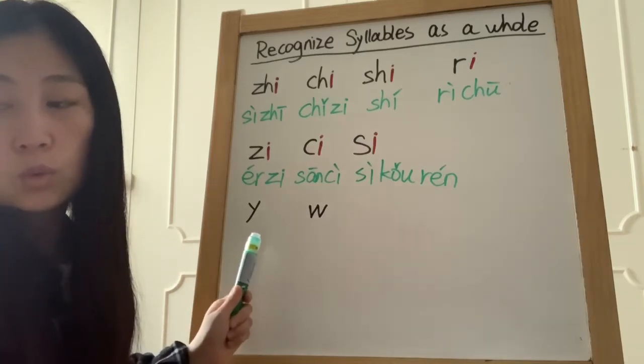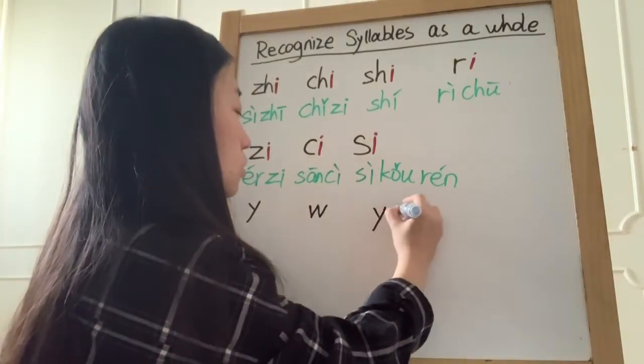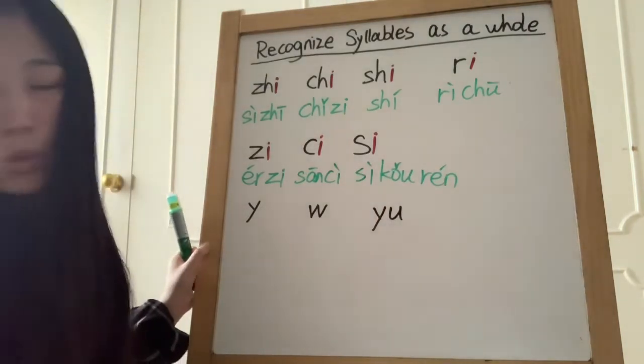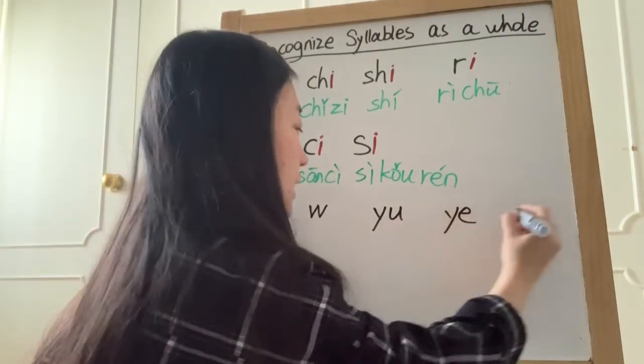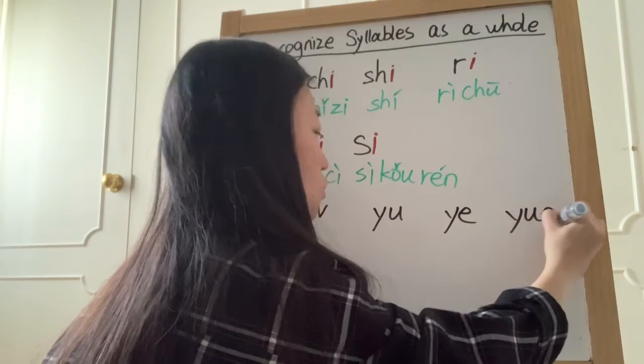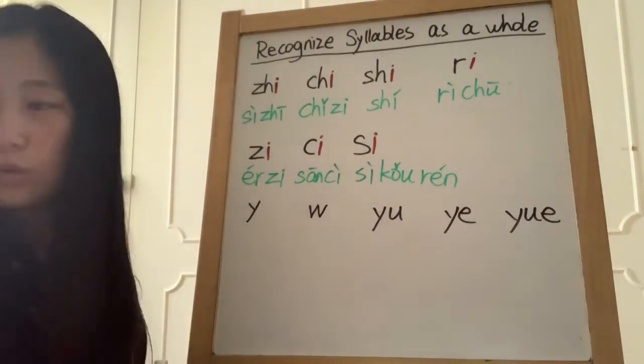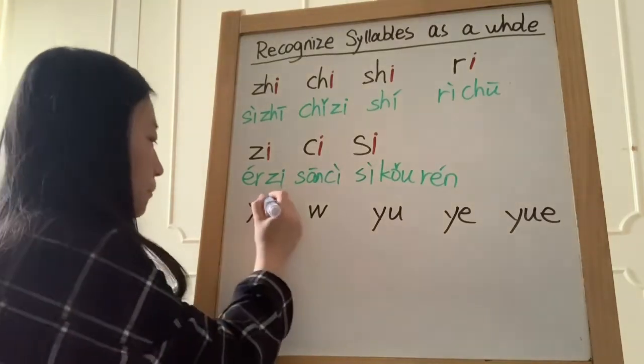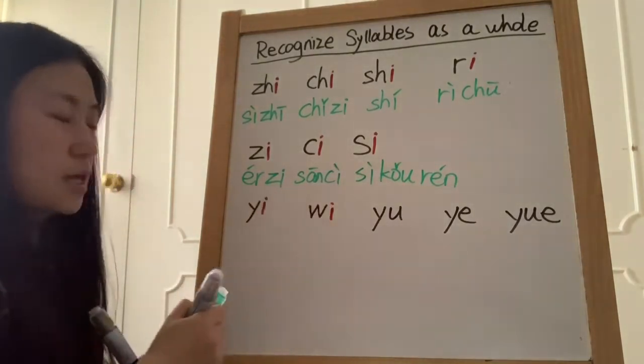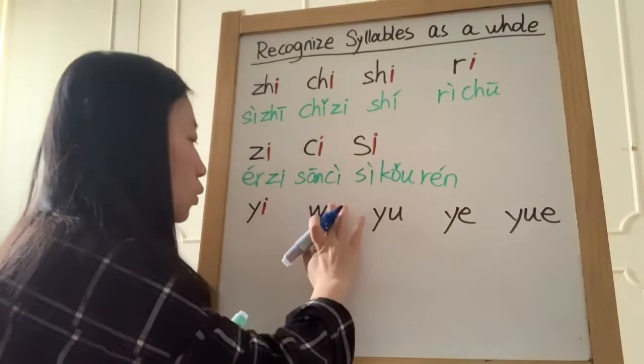鱼耶月. Okay, a new group. So these two are also with E. Okay? E. Sorry, this one is U.